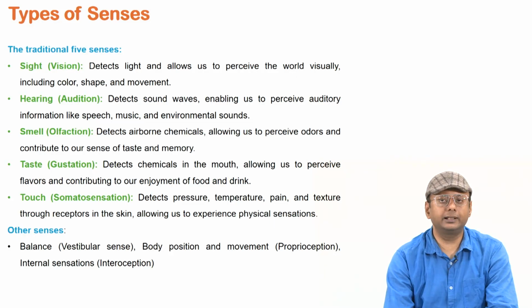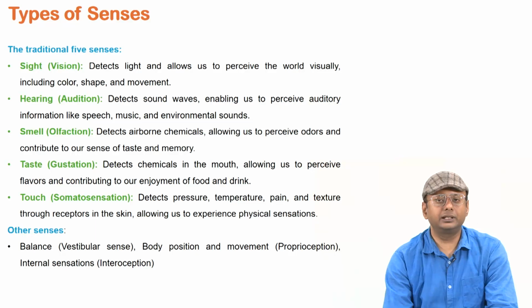Then in the case of hearing or the audition sense, it detects different types of sounds, enabling us to perceive auditory information like speech, music and other environmental sounds. Then olfaction, in terms of smell, detects airborne chemicals and allows us to perceive odors. Then taste or gustation detects chemicals in the mouth, allowing us to perceive different flavors. Finally, touch detects pressure, temperature, pain, texture, etc. through different receptors of the skin.